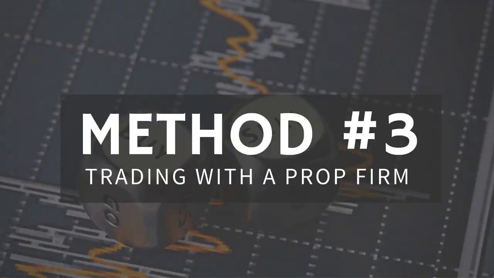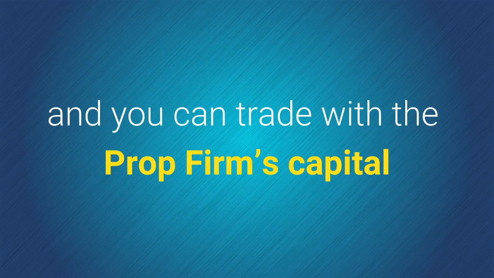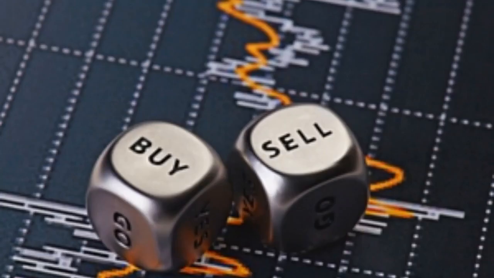The third way to day trade stocks with less than $25,000 without triggering the pattern day trader rule is to consider finding a prop firm to trade with. Some require you to be in person, but others allow a virtual presence. These firms often allow small account minimums, and you can trade with the prop firm's capital, which gives you full day trading buying power and no day trading limit restrictions. Often, there is a very discounted micro commission structure as well.